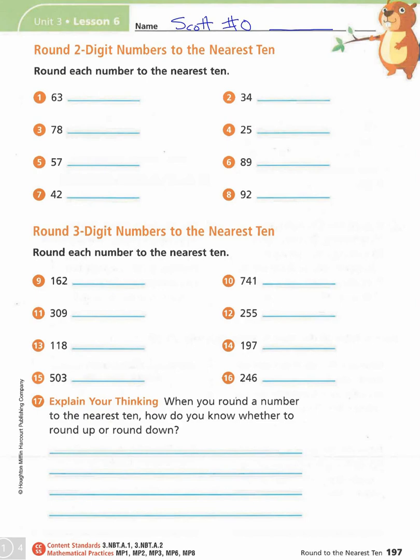In this lesson, this is a little bit longer lesson. It's 4 pages long. We're going to start off by rounding 2-digit numbers to the nearest 10. In the last lesson, we rounded to the nearest 100. Today, we're going to round to the nearest 10.